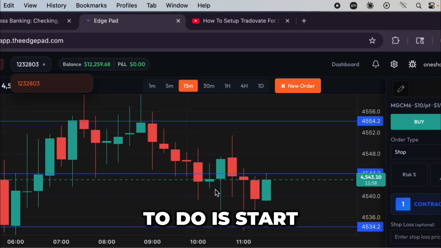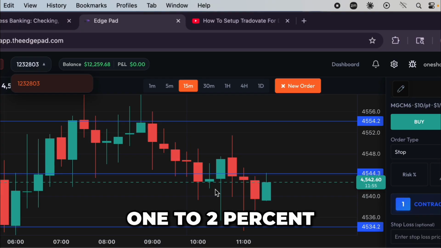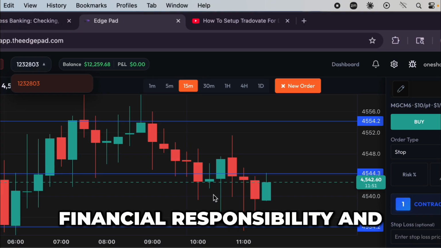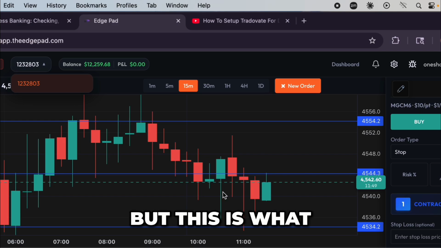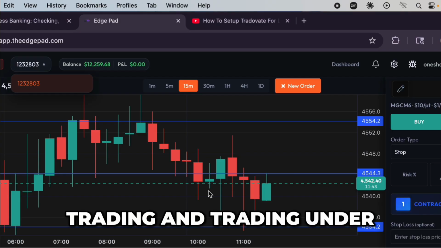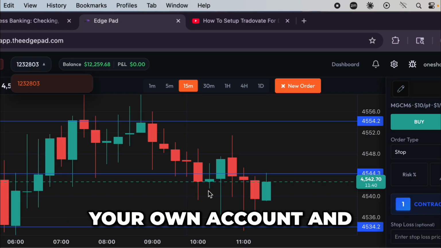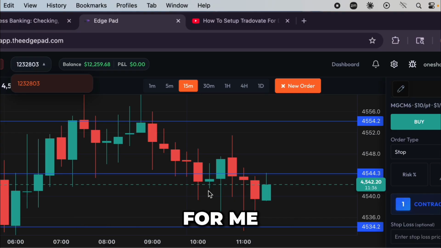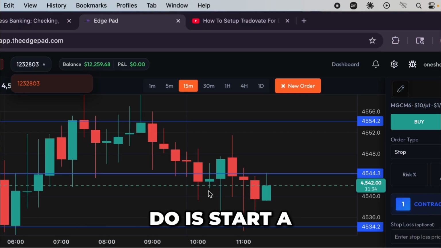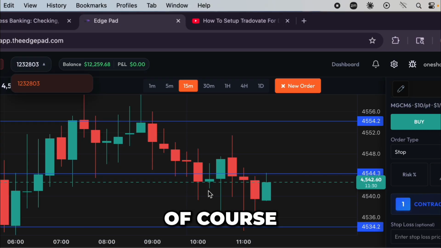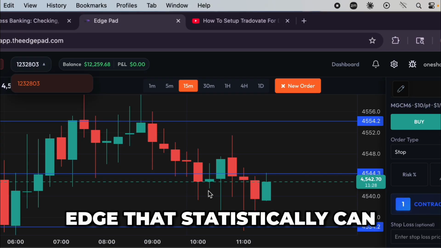So what I'd like to do is start with 1 to 2%. This is me personally. What you do on your end is your financial responsibility and your decision, but this is what I have found works for me. So this is not financial advice. Take your own trading under your own account and make your own decisions for your own system and trading. For me, what I like to do is start a little bit lesser on the percentages. Of course, you want to have an edge that statistically can work.